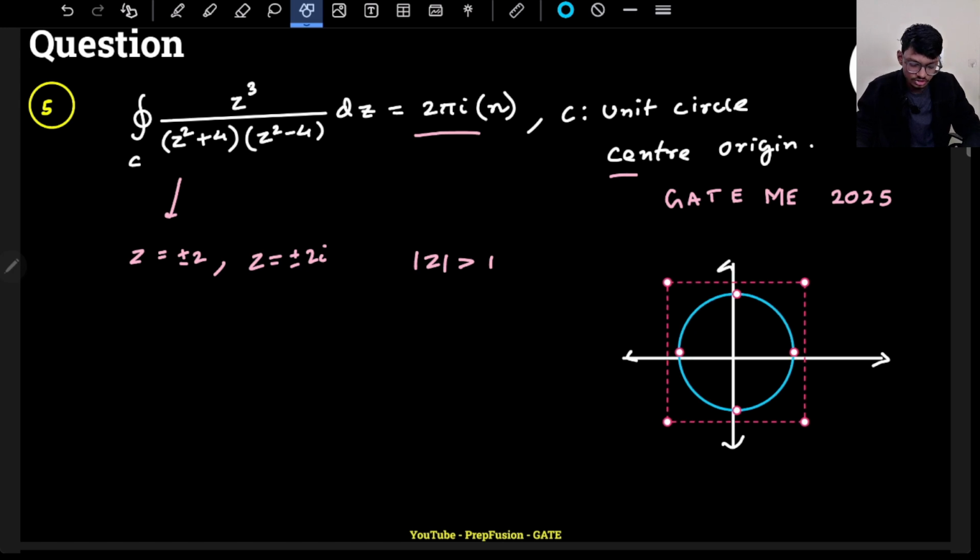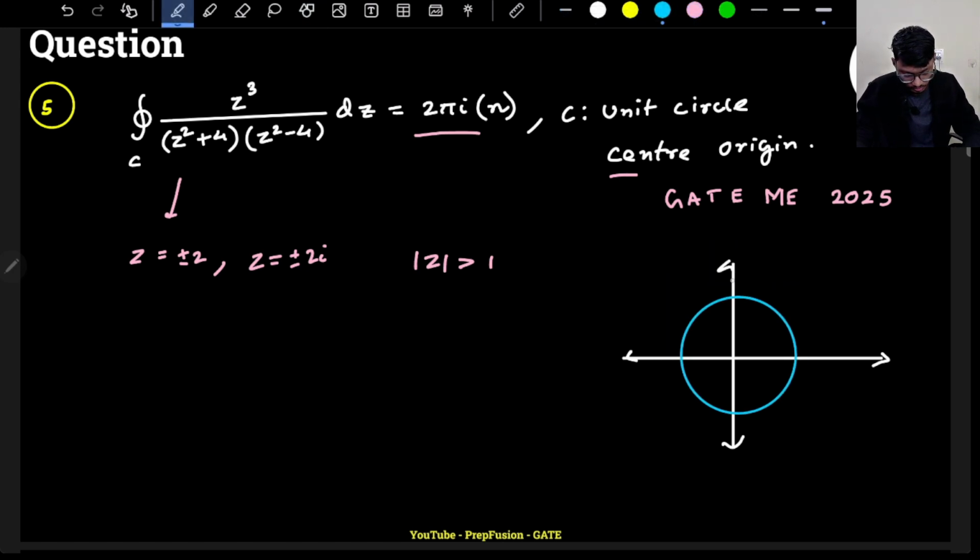All of them are lying outside. So obviously the residue will be 0, hence the integration also will be 0, hence n will also be simply 0. Very simple, straightforward question.